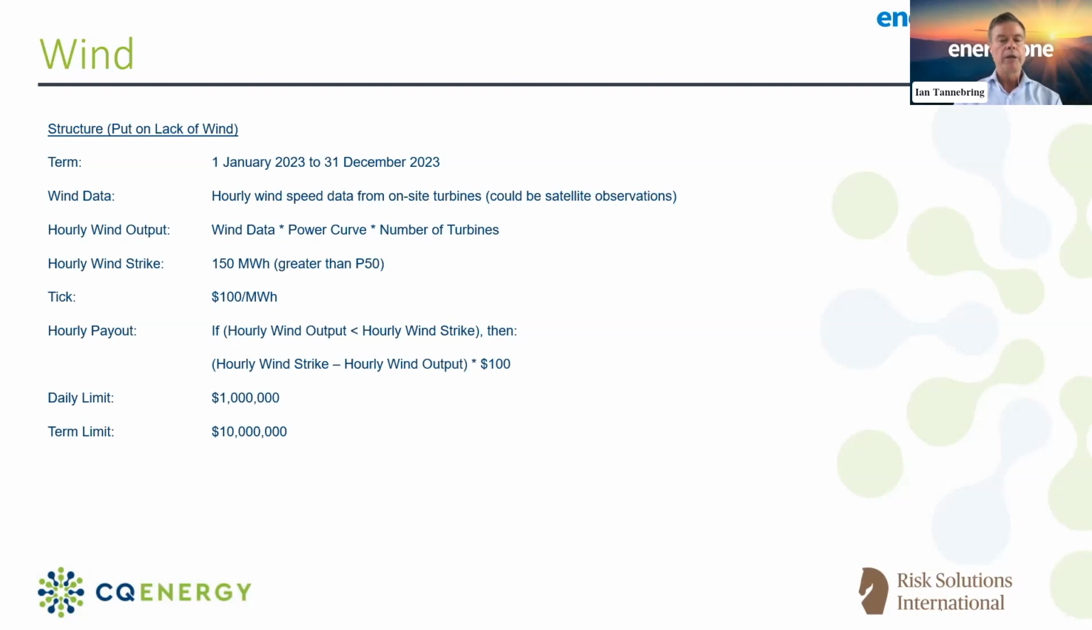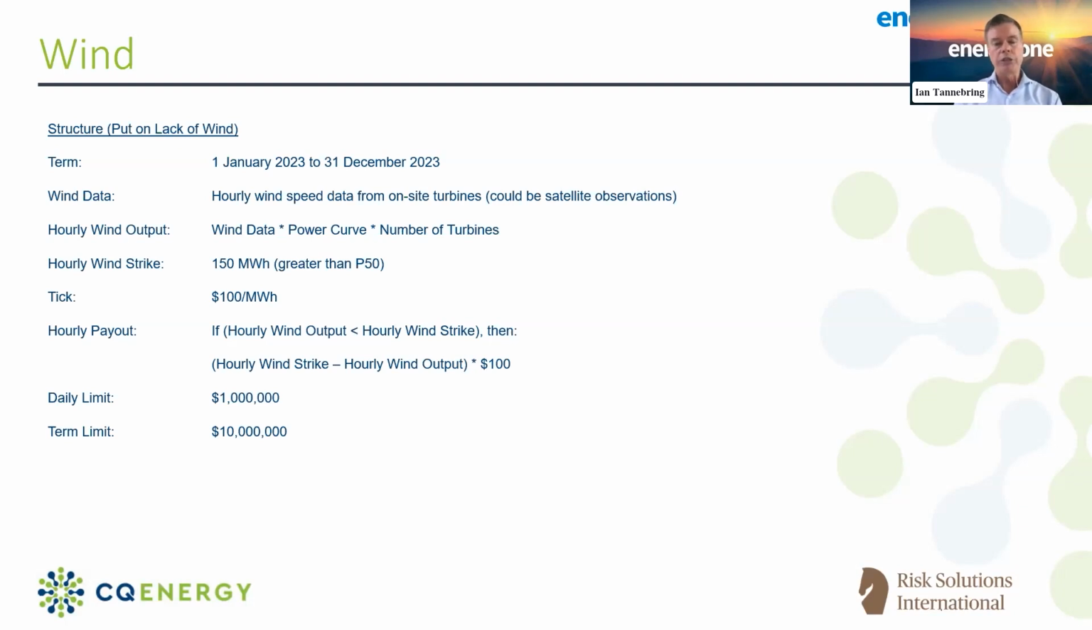That particular wind speed is put through the power curve for each particular turbine, multiplied by the number of turbines to simulate what should have been the production from that wind farm based on the amount of wind that was blowing at that particular point in time. That then determines the simulated generation as such. And from that, there is an hourly wind strike in this example of 150 megawatt hours. So if the simulated wind generation based on the wind data was below that 150 megawatt hour strike, once again, the buyer's buying a put on a lack of wind, then the wind farm owner hasn't received the amount of revenue they would have expected over that period. And so for each megawatt hour that didn't turn up, they get paid $100 a megawatt hour to compensate them.